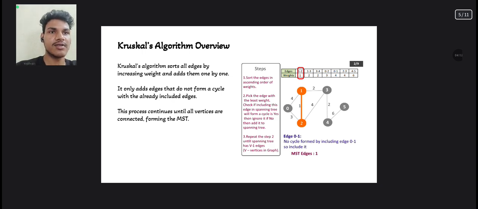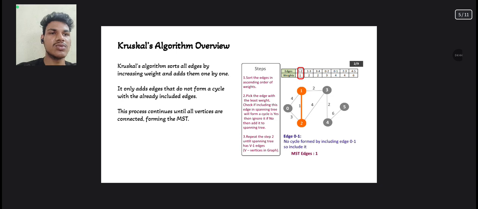Here we can find the steps. Step one, sort the edges in ascending order of weight. Step two, pick the edge with the least weight. Check if including this edge in the spanning tree forms a cycle. If yes, then ignore it. If no, add it to the spanning tree. Step three, repeat step two until the spanning tree has V minus 1 edges, where V is the number of vertices in the graph.